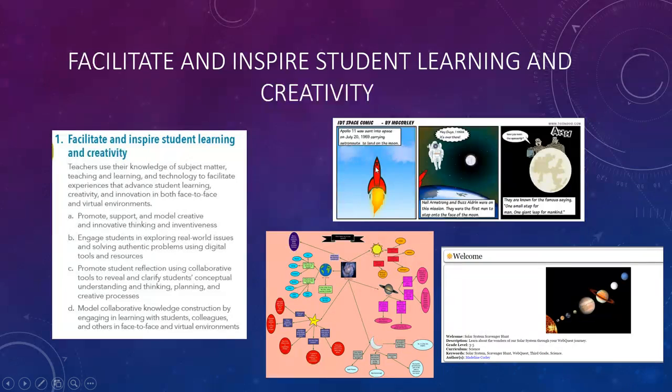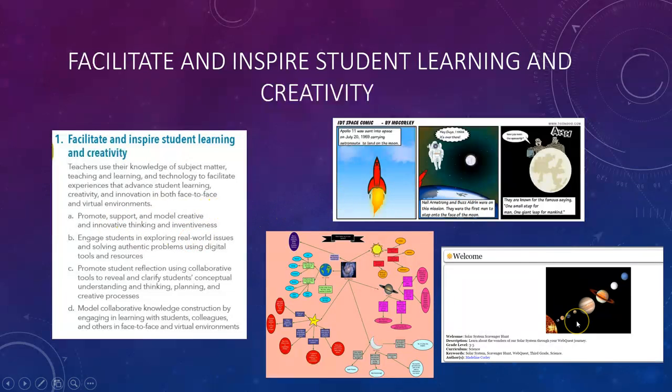Our comic strip was another way to inspire student learning and creativity, because it is a different type of assignment that most people wouldn't even think about doing, because comics typically are something for entertainment versus education. So I think that was very cool and promoted support and model creative and innovative thinking.